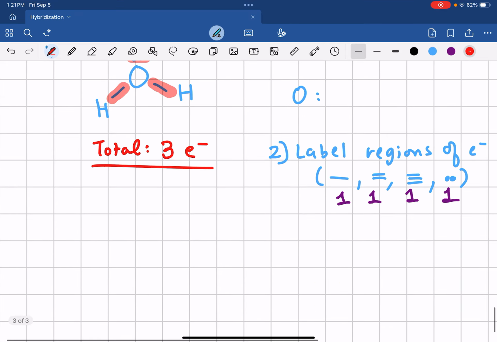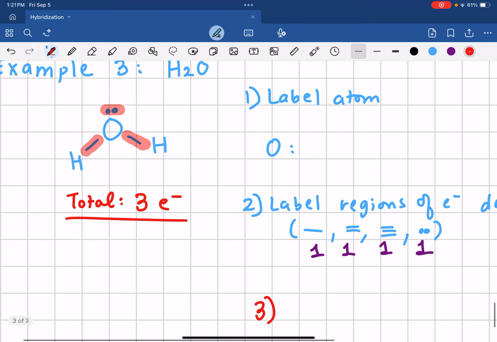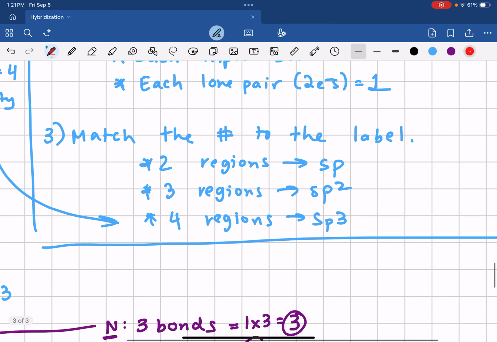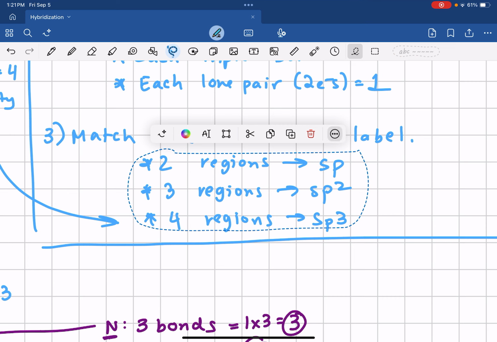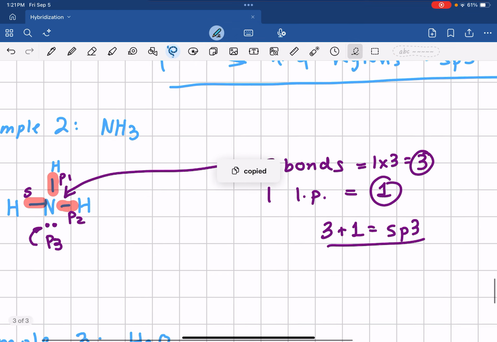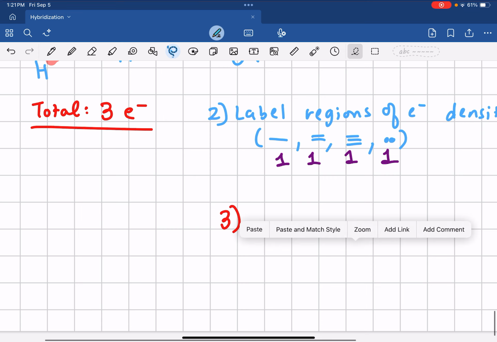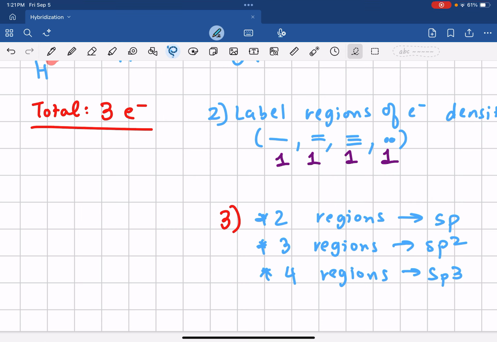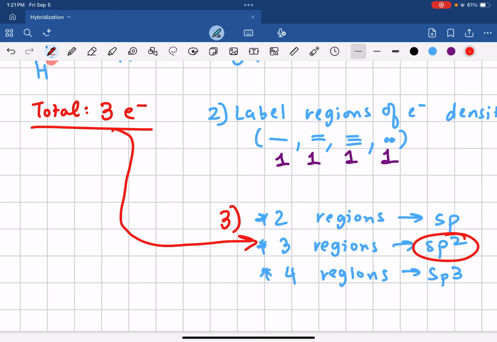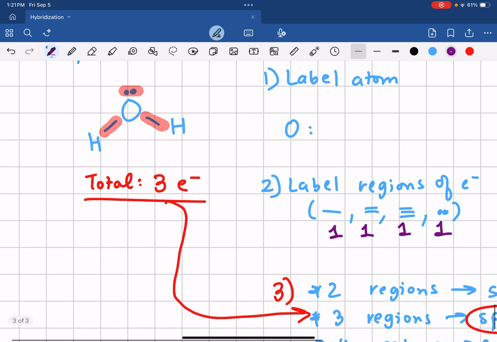Now I'm going to go to step 3, and remember our list where it said to match the number to the label. So here is my label. I'm simply going to copy that and paste here. I have 3 electron densities, and that matches right here, which means my hybridization is sp2. Another way we could do it is simply to label it directly. So this is S, P1, P2. There are no more bonds and there are no more lone pairs. That's simply my answer.